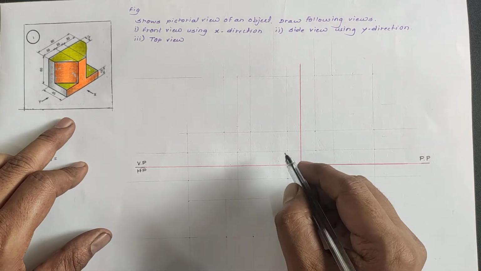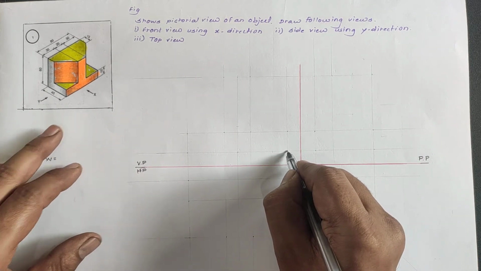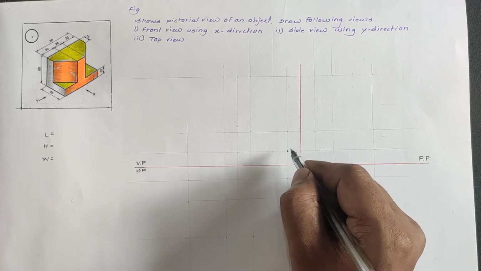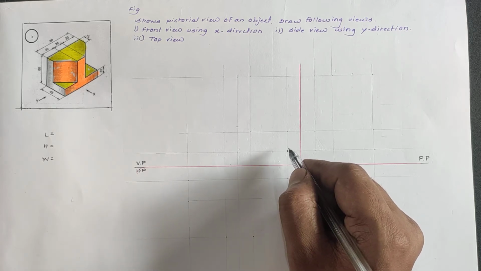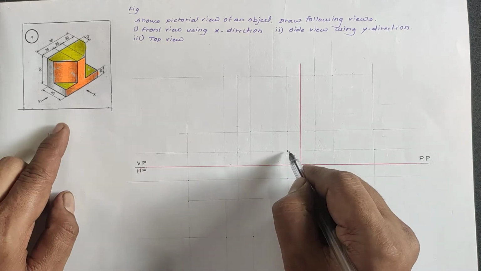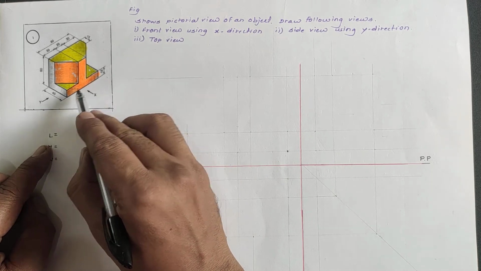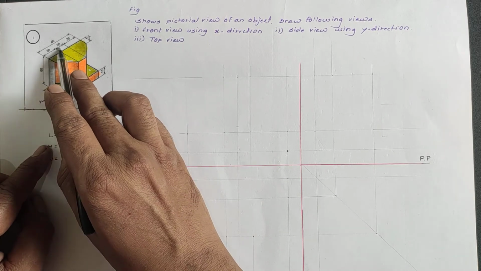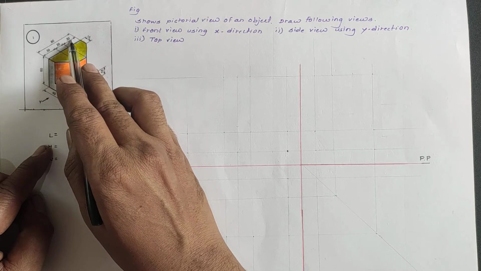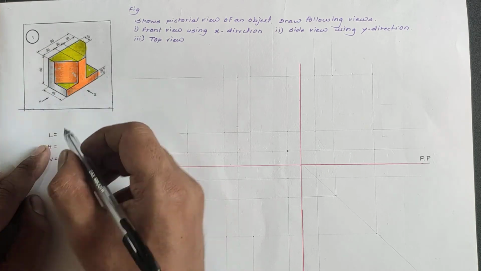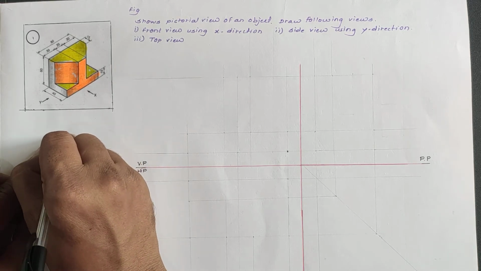So we start with this corner. You can see the object. This is the point. You can start with the total length of the object. Initially we can calculate from x direction the total length of the object. It is 30 plus 20 plus 30, that is 80. So the total length of the object is 80 mm.